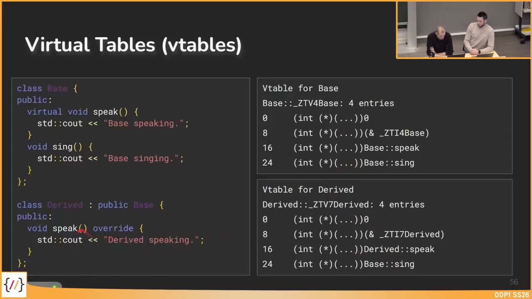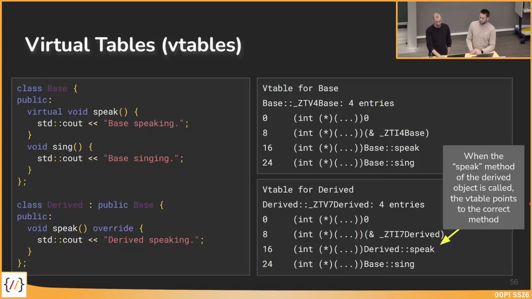If you have a derived object, there is a speak method implemented in the derived. So if you have a derived object, go to this address here. And if you have a derived object and call the sing method, go to this address here, which is the same as this one here. That's basically what is done under the hood. So when the speak method of the derived object is called, this vtable points to the correct method.